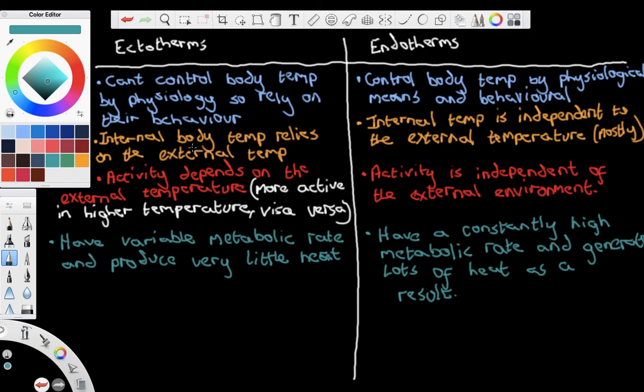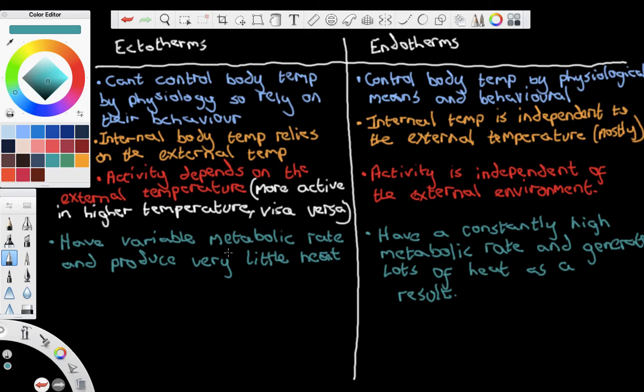Ectotherms allow their internal body temperature to rely on the external temperature of the environment, whereas the internal temperature of an endotherm is independent of that of the external environment to a certain degree. Activity of ectotherms depends on the external temperature. If it's hotter, the organism is more active, and if it's colder, it's less active, whereas endotherms have their activity independent of that in the environment around them.